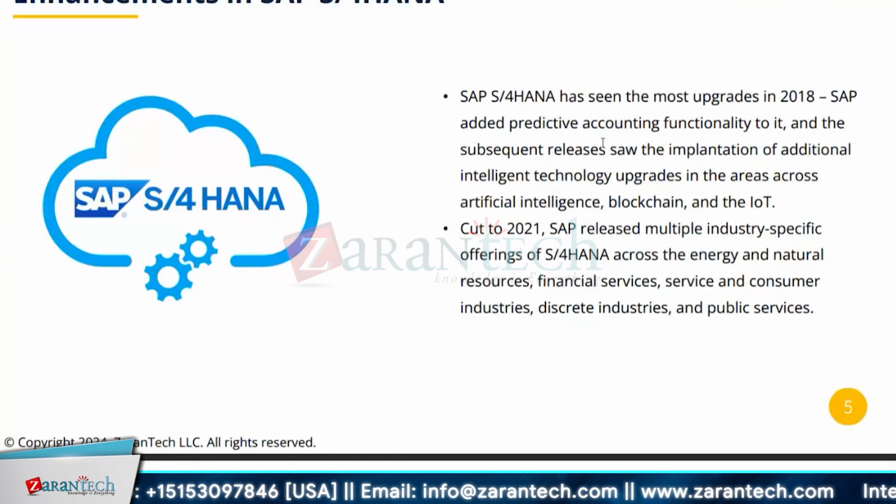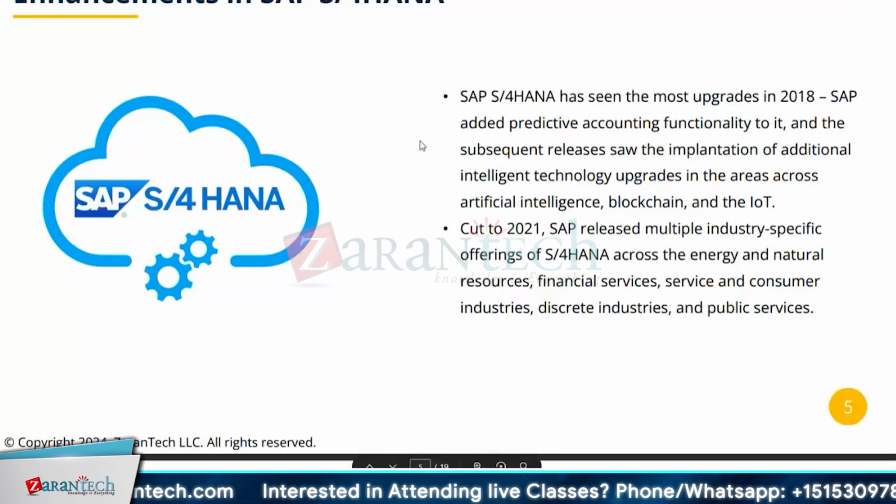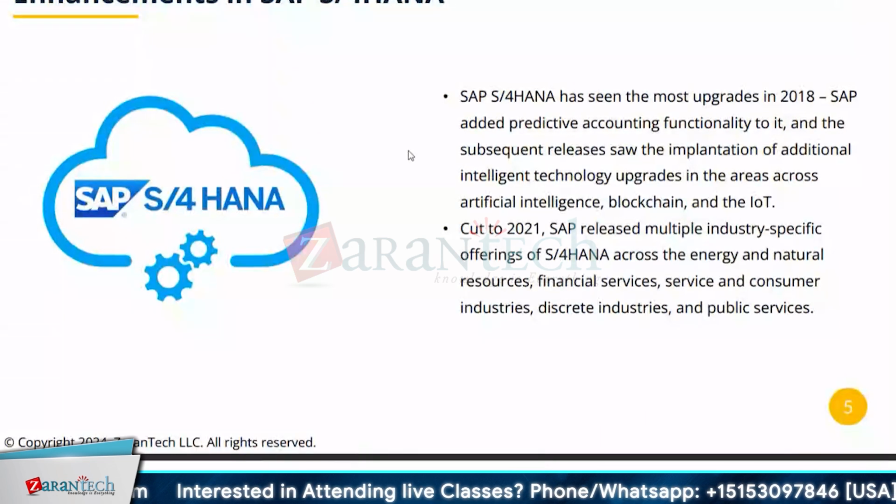So the most upgrades for SAP S4HANA were in 2018, which were majorly finance related. It brought a lot of enhancement into the finance arena, and also AI, blockchain, and IoT. These were something which started booming during that time, so that also started getting embedded into SAP S4HANA. And again, the enhancements are still continuing. They keep on increasing, and the pace is getting higher and higher, because a lot of new technologies are getting introduced, and SAP is trying to embed as much as it can into its SAP systems.